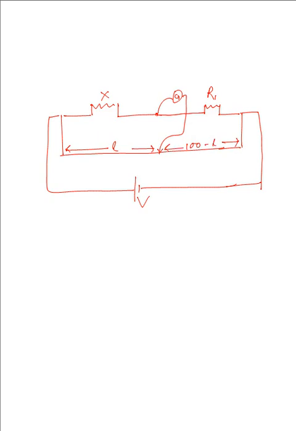Now the conditions just reverse in this case, because with the unknown resistance onto the left hand side, what we have is X divided by L. I can simply write it as L instead of resistance, because resistance is directly proportional to the length, is equal to R1 divided by 100 minus L. So now what you have is X equal to R1 into L divided by 100 minus L.